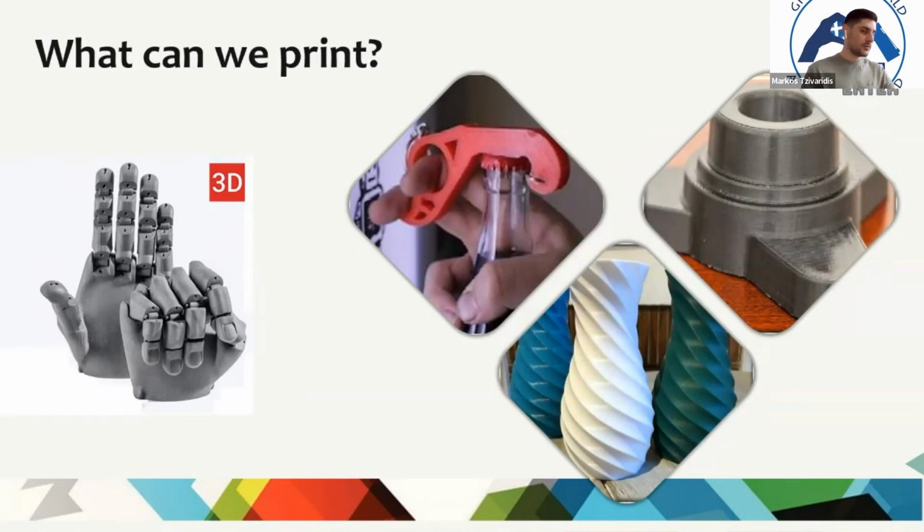For example, you cannot use the FDM method to print 100% metals. But there are some types of filament that have 80% metals. We will discuss it at the end of this presentation.